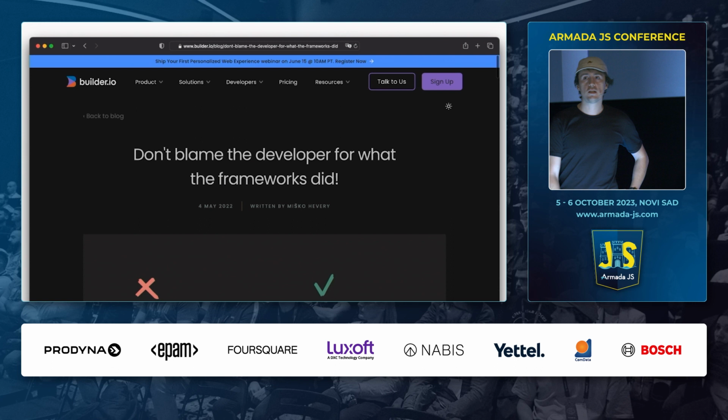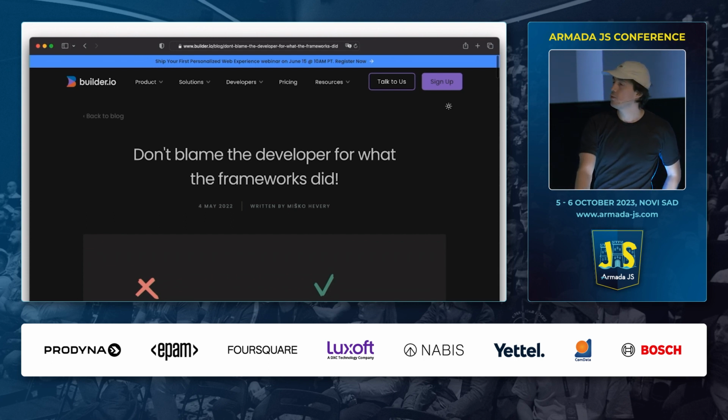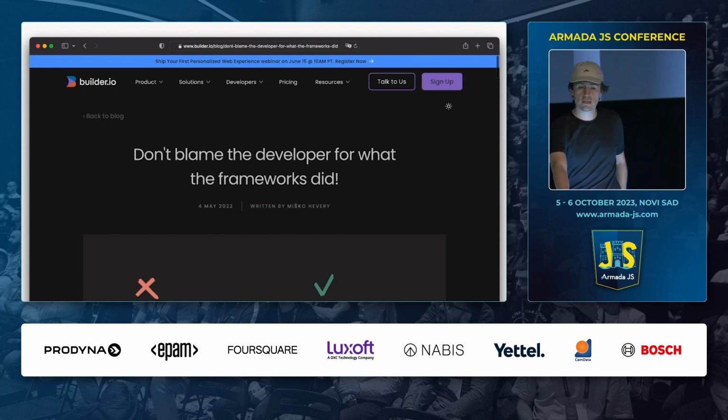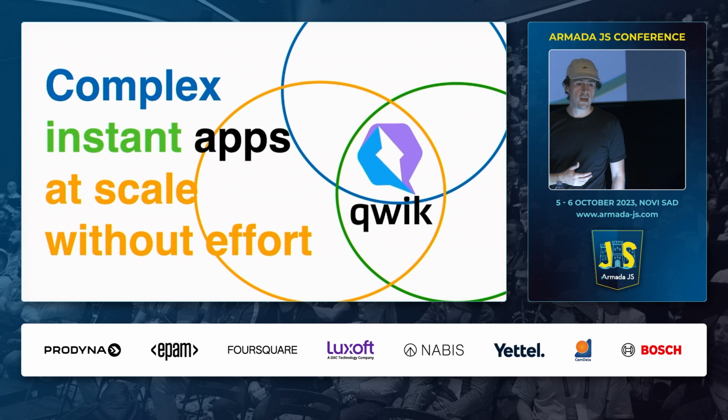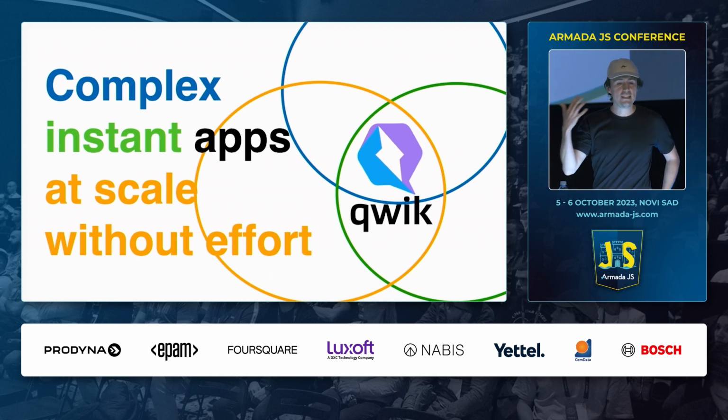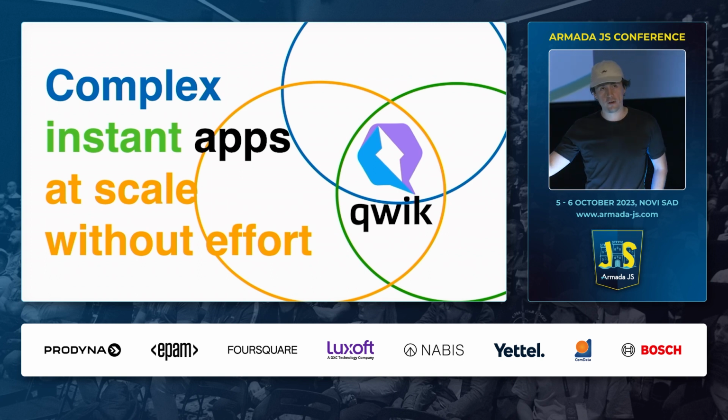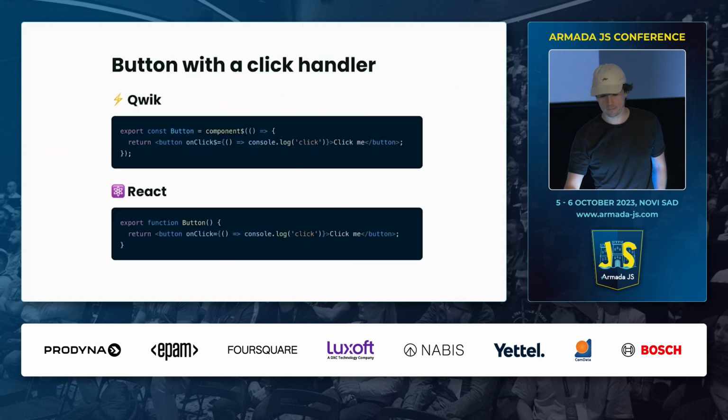So one of the philosophies in Qwik is: don't blame developers for what the frameworks did. We put too much blame on developers, saying you need to know all these things, and if something is slow, it's your fault, but we disagree deeply on this. Qwik is the first one that has a fundamentally different way to look at these problems, and it allows you to write complex, instant applications at scale without extra effort. And the extra effort is the key thing that differentiates Qwik from anything else.